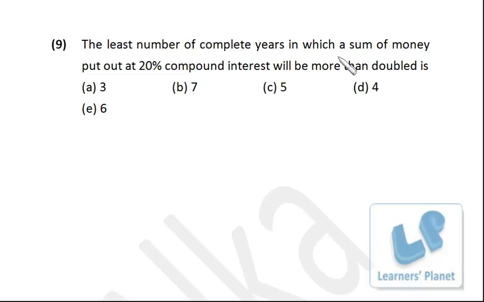The least number of complete years in which a sum of money put out at 20% compound interest will be more than double is... Now for this question you don't even need paper and pen. See, 20% per annum, if we take simple interest, in that case 20% per annum means in 5 years it will be 100%, right? So in case of simple interest the amount will double in 5 years, right? So these options are useless. Now in case of simple interest the amount is getting doubled in 5 years, right? So even this is useless, right?